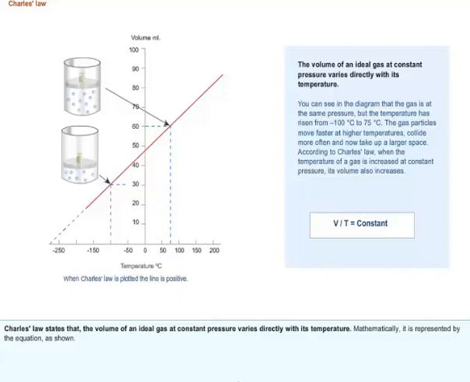The gas particles move faster at higher temperatures, collide more often, and now take up a larger space. According to Charles' law, when the temperature of a gas is increased at constant pressure, its volume also increases. V divided by T is equal to a constant.